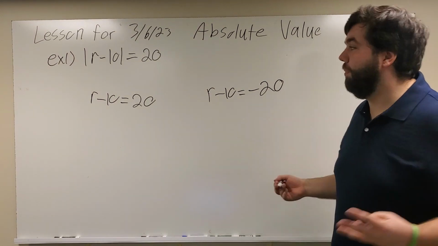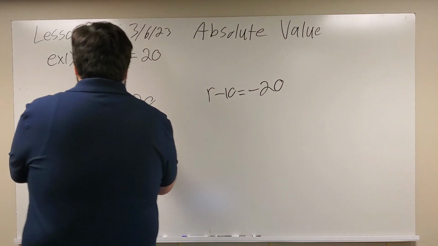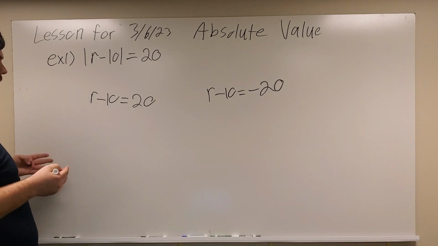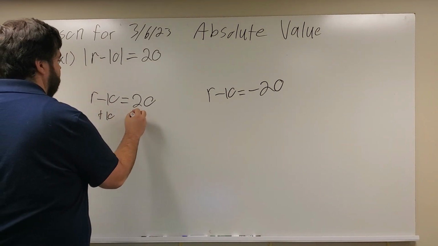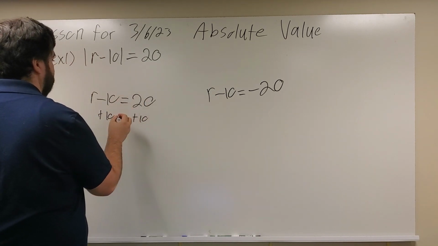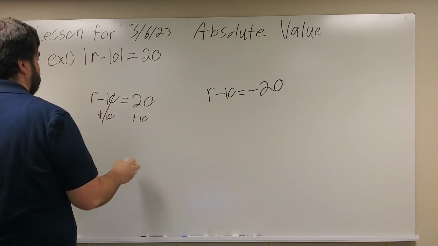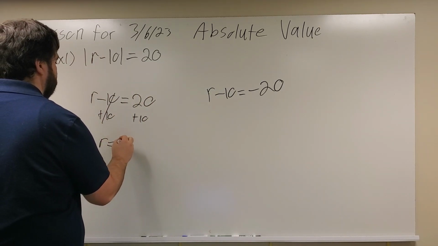Finally, we solve both equations. So now it's just solving for a variable like we always do. How do we get r by itself? We're going to add 10 to both sides, because whatever you do to one side, you've got to do to the other. Those 10s cancel. We get r equals 30.